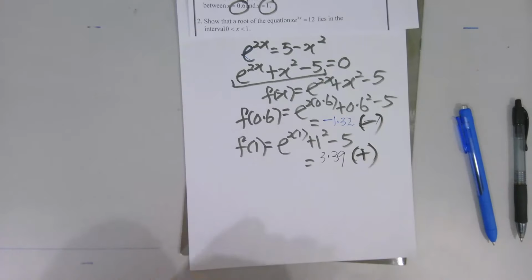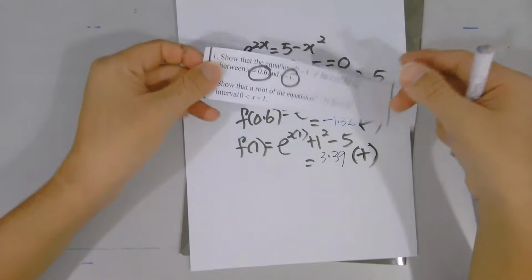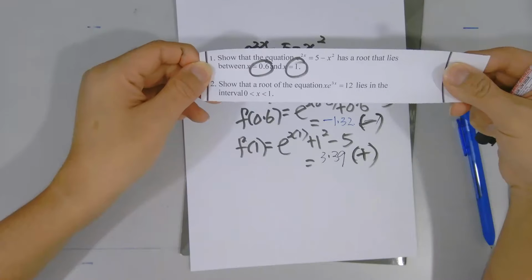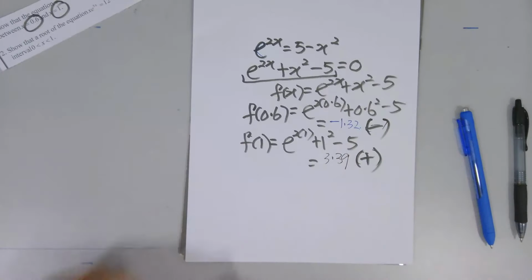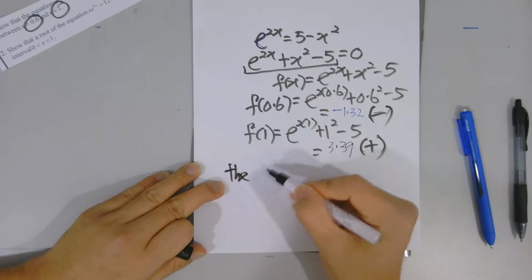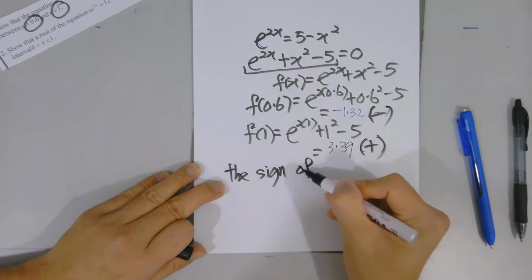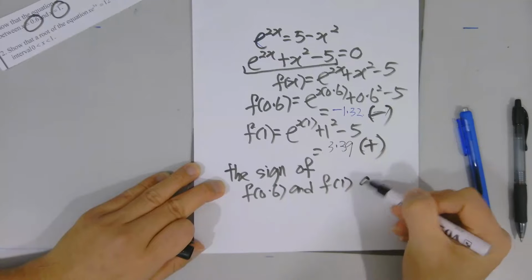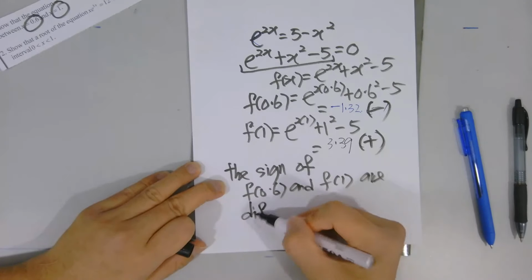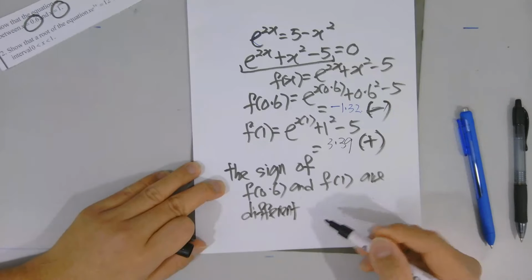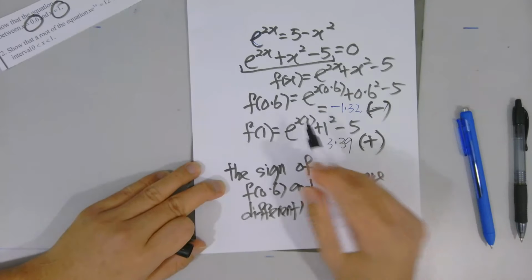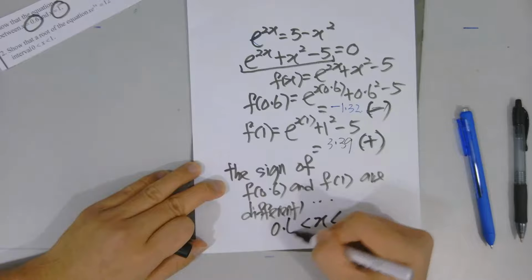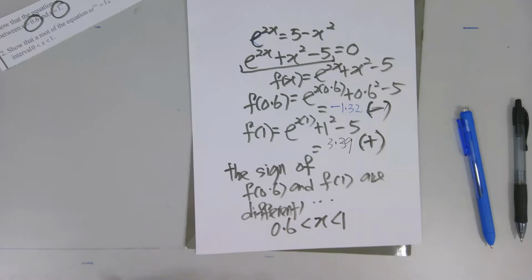So then the question asks you to do what? It asks you to show that the equation has a root that lies between 0.6 and 1. I have already shown it, because the sign is changed. You can explain that the signs of f(0.6) and f(1) are different. Therefore, there is a root in the interval between 0.6 and 1. That is a root.